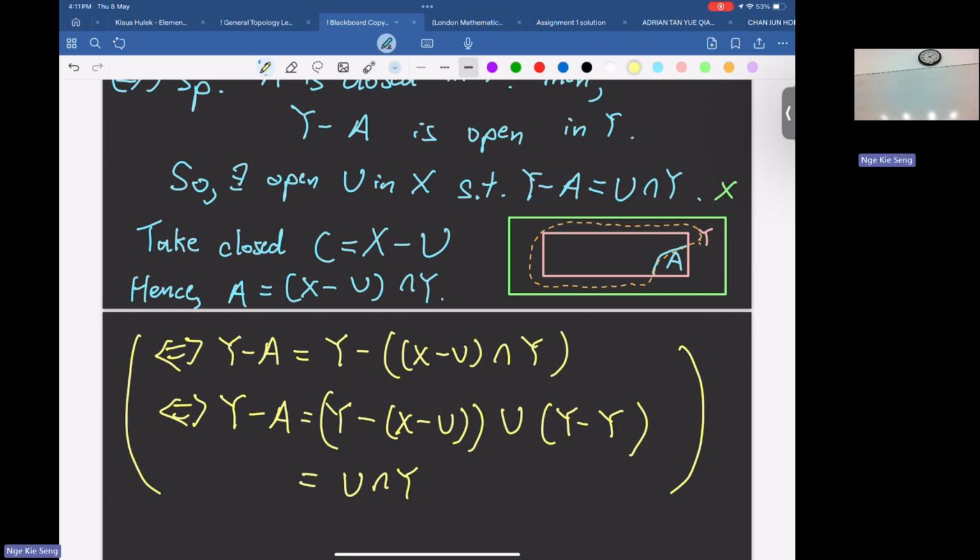So the claim is if you take Y, take away X take away U. Can you imagine or not? So if you take Y here, take away X take away U, you are just taking away this part. Take away the A here. What do you left with? It's just this U here intersect with Y. This part here.